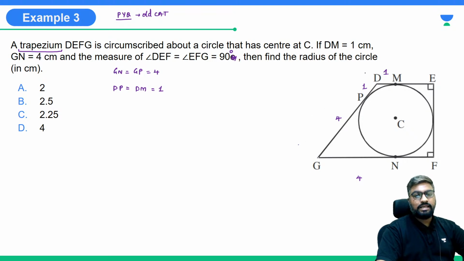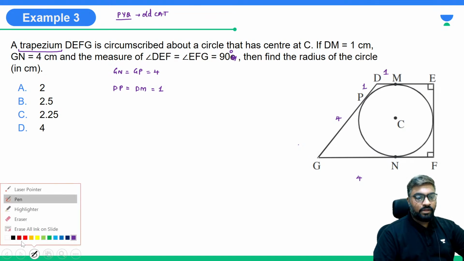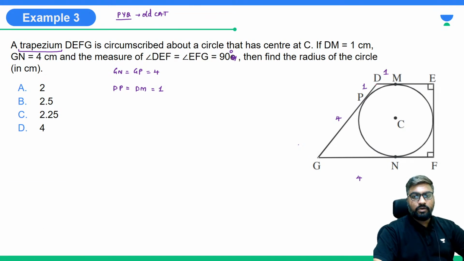What is the full length of DG? 5 centimeters. We found that out. Now we need to find out the diameter. If we can find out the diameter, then we can find out the radius. Correct? We have to find the diameter somehow. So first, we are going to draw a line perpendicular to GF.